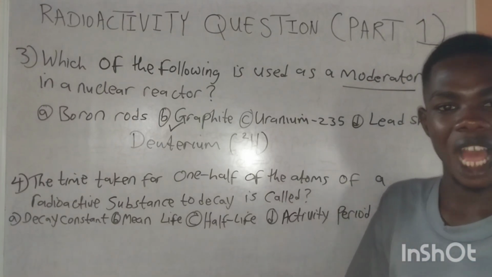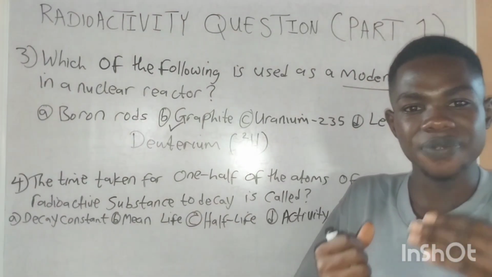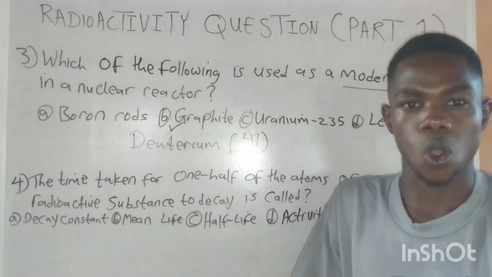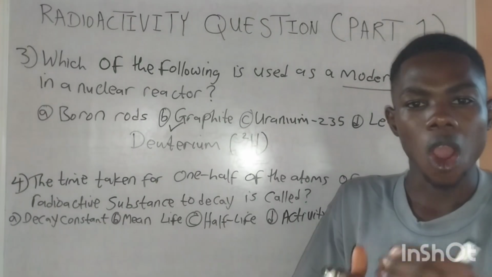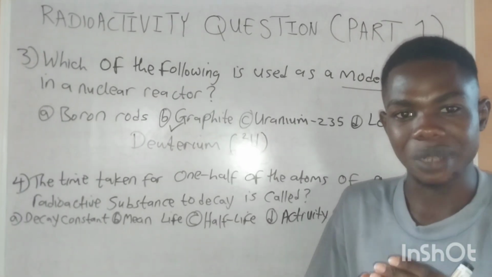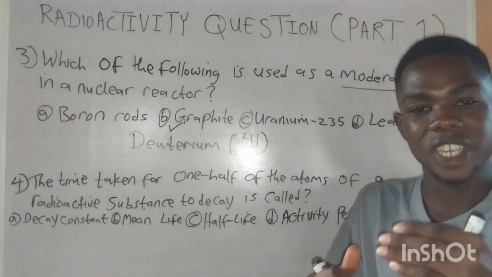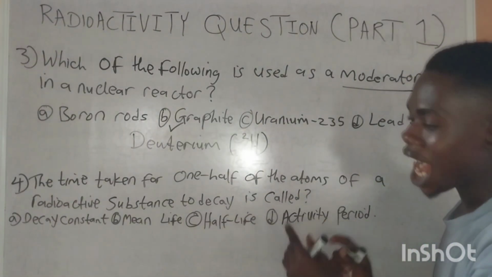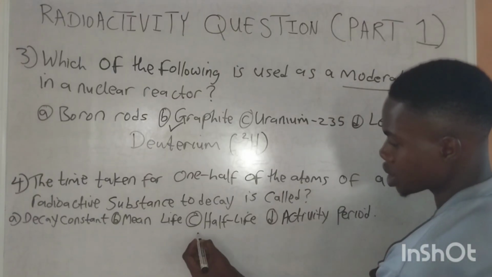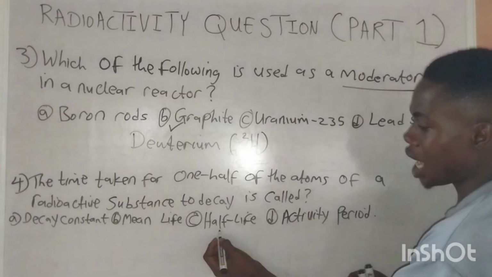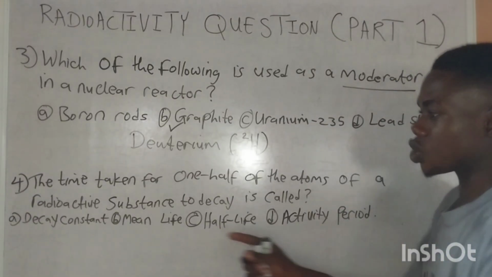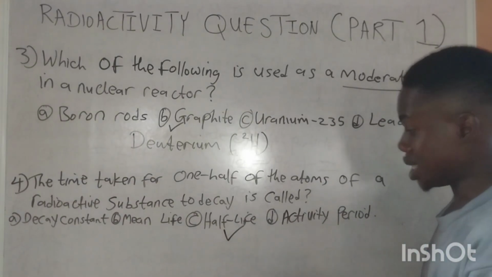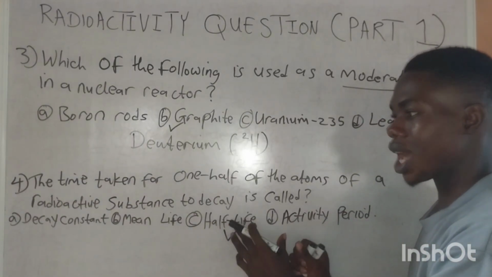And now, what is half-life? The half-life of a radioactive element is the time taken for half of the total number of atoms in a given sample of the element to decay. So one half of a given sample of a particular element to decay is what we refer to as half-life. That means the answer to this particular question is option C.